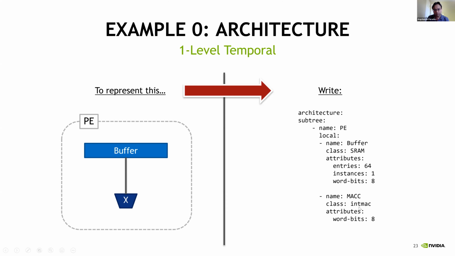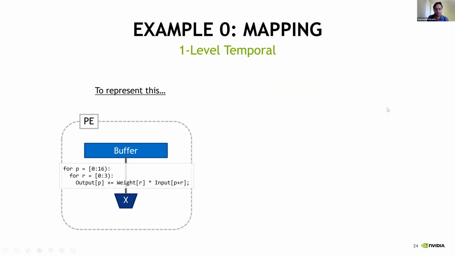And then we've got the MAC itself, which is basically an integer MAC unit, and the attributes here define the width of the unit. Okay, so we got the architecture and we got the problem. Now we need to describe the mapping. And in this case, because it's just a single buffer and a single MAC, there's not much choice you have in the mapping. So I used a particular loop nest here with R in the inner loop and P in the outer loop. You could have swapped them.